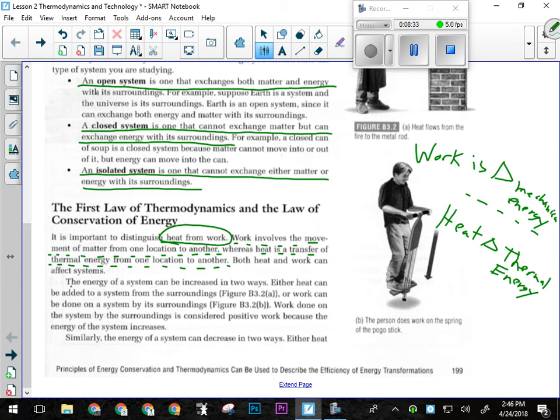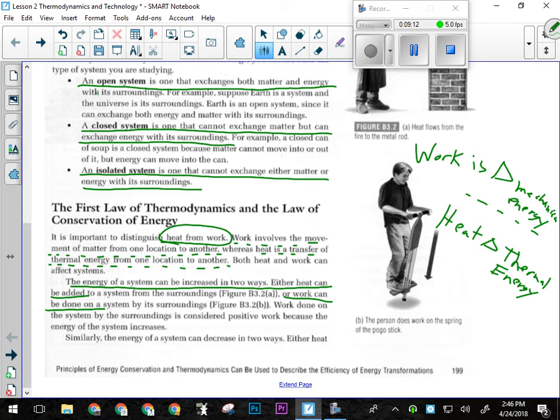Okay, so the energy of a system can be increased in two ways. Either heat can be added, or work can be done. The opposite is also true. If a system does either one of these two things, that is heat or work, then it's going to lose energy. So if a system is transferring heat away from itself, it's going to have less energy than it had before. If a system does mechanical work on something, it's going to move slower than it did before.